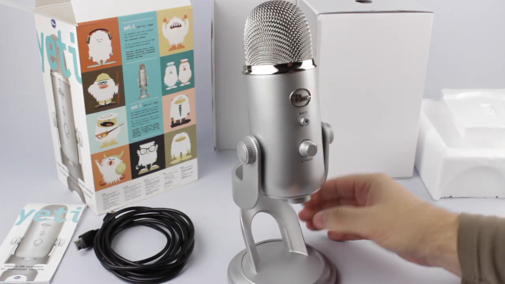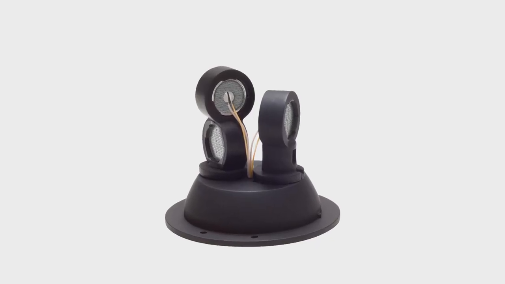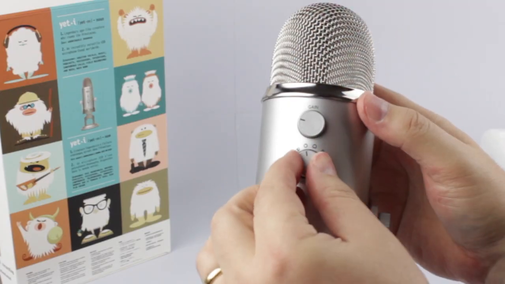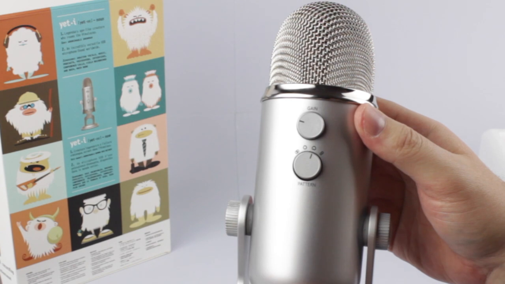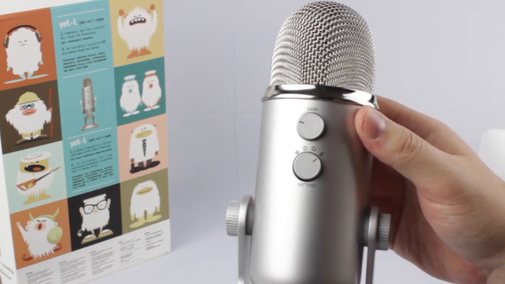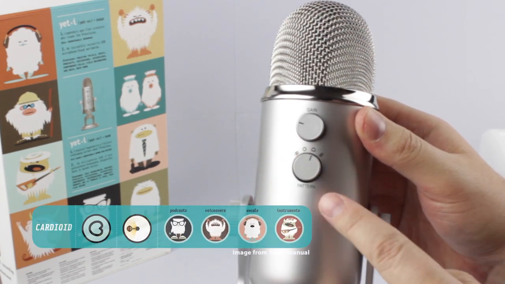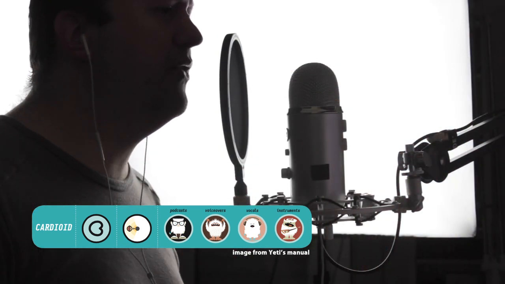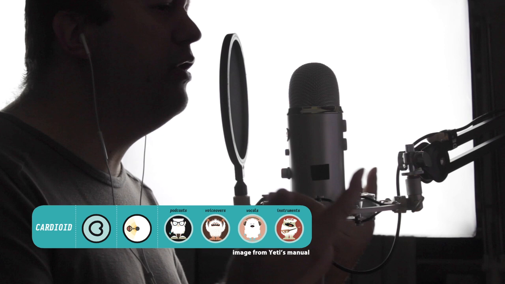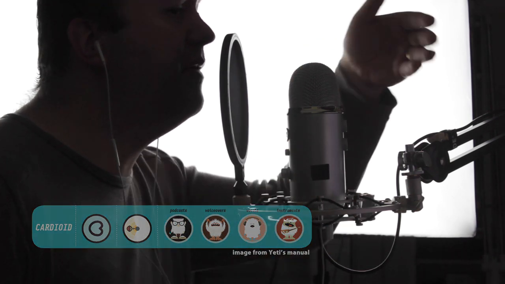Inside its head, the Yeti has 3 capsules, allowing you to record in 4 different patterns: stereo, omnidirectional, cardioid, and bidirectional. The cardioid pattern is the most useful setting to me, best capturing sounds coming from the mic's face and ignoring much of what comes from the sides and the back.